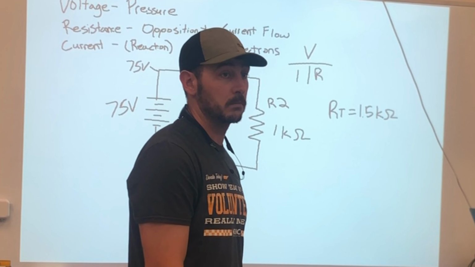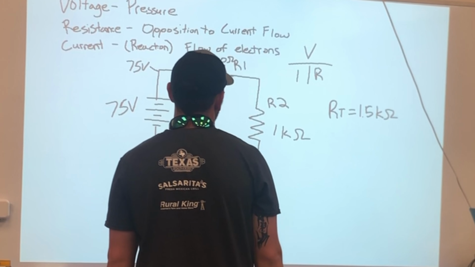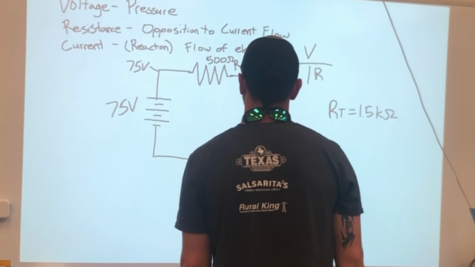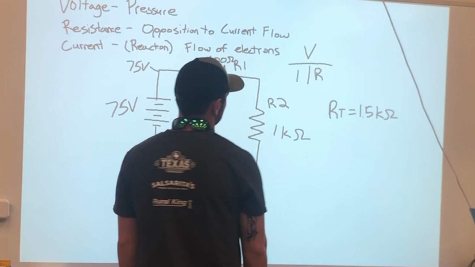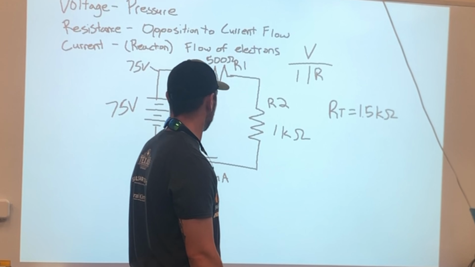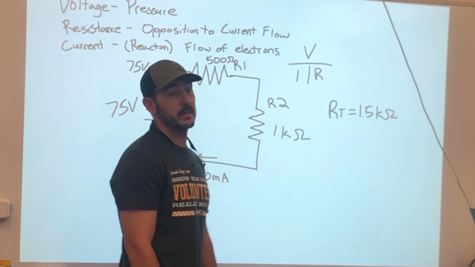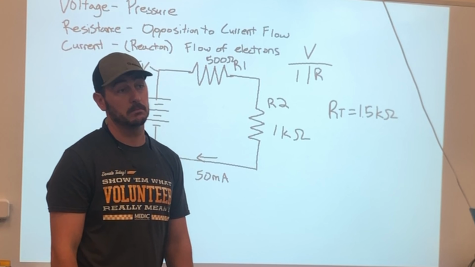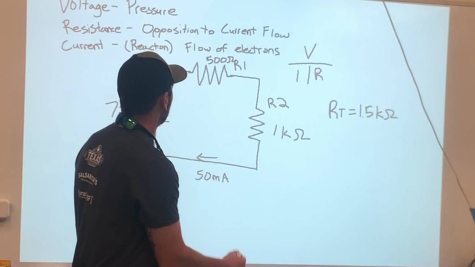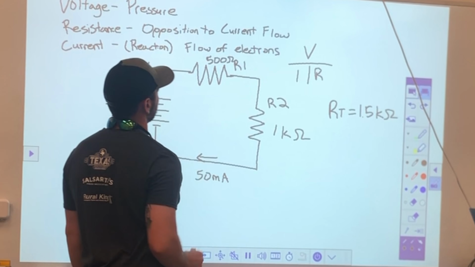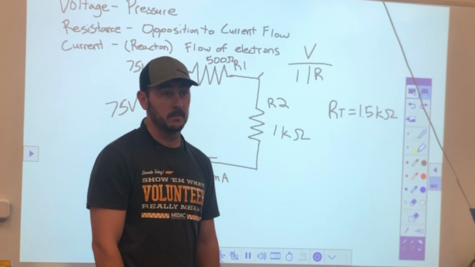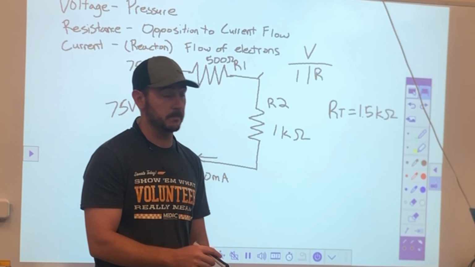25 sounds right. Wait, 75 times... Yeah, that sounds right. 500. Oh, yeah, not 500. No, I messed up, it'd be 0.05 times 500. And it comes out to be 25? Okay? So, if this is dropping 25 volts, how much voltage do I got right here? 50.